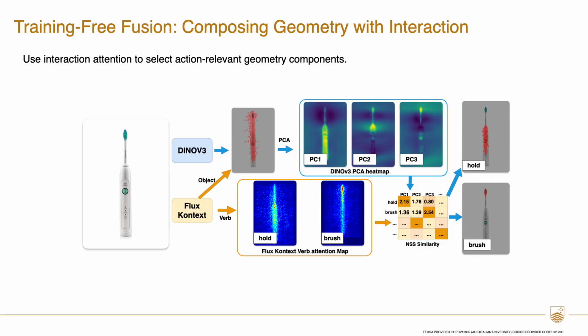We then measure the similarity between interaction attention and the geometry components. The component that best matches the action prior is selected as the affordance prediction. This gives us a zero-shot affordance map without affordance labels and without task fine-tuning.